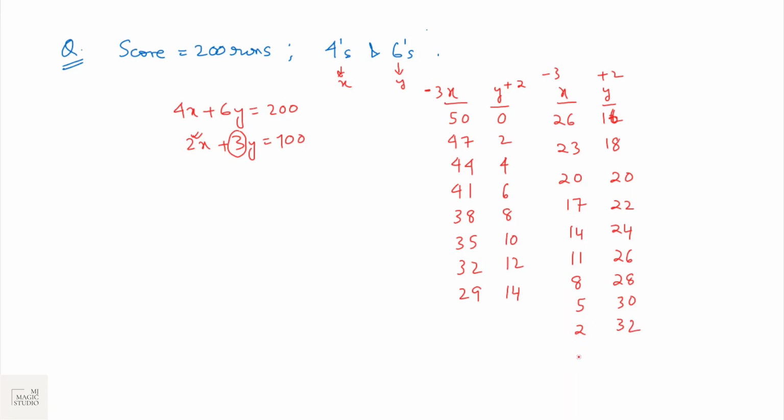We can't go beyond this because then the value of x would be negative. Now it is given that he needs to hit both 4s and 6s, that means 50, 0 can't be the solution because here he is hitting only 4s and no 6s.